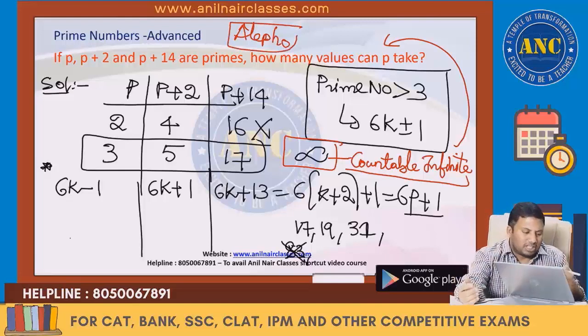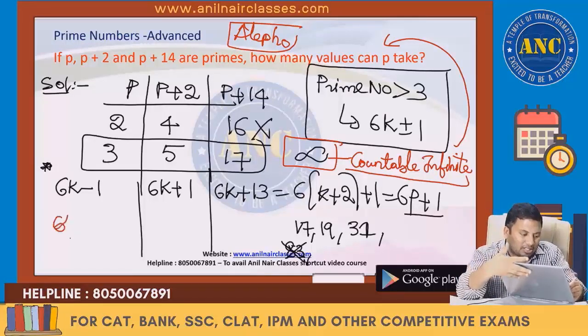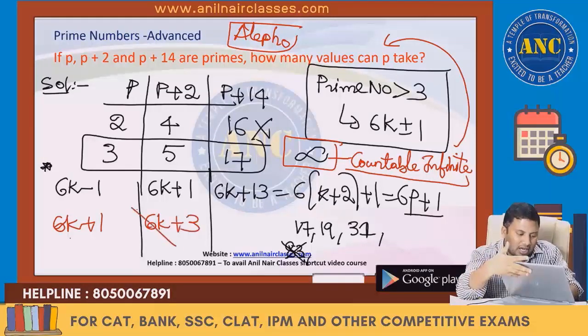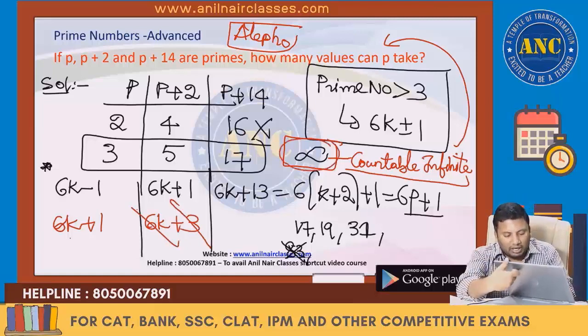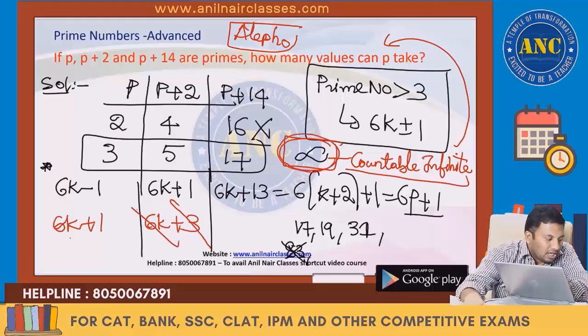You don't need to do 6k plus 1, right? Why? Because 6k plus 1 plus 2, which is 6k plus 3, is divisible by 3. So the answer is countable infinite. The symbol is countably infinite set. I hope the idea is clear.